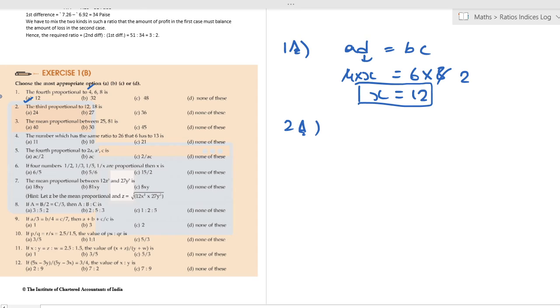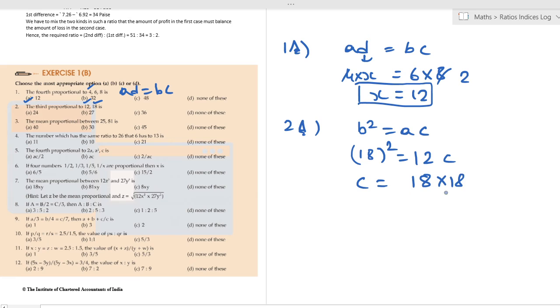Similarly, second one, third proportional. If they ask you the third proportional, you should consider B square is equal to AC. Since they have given only 2 terms and they are asking about the third term, it means there are only 3 terms, so it is a continuous proportion. Hence you should use B square is equal to AC. So this is B, this is A. 18 square is equal to 12 into C. So C is equal to 18 into 18 by 12.